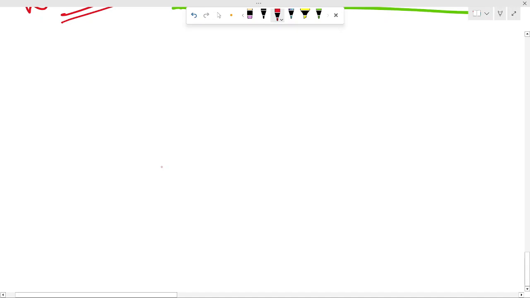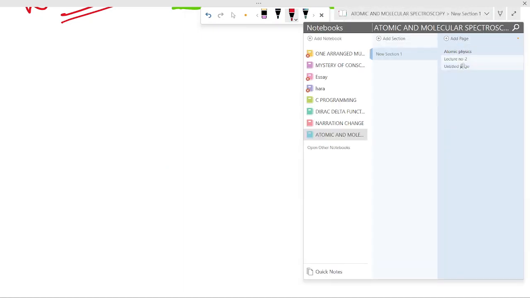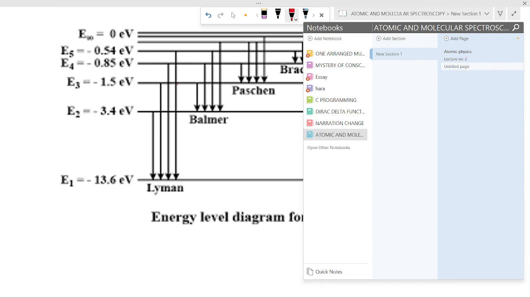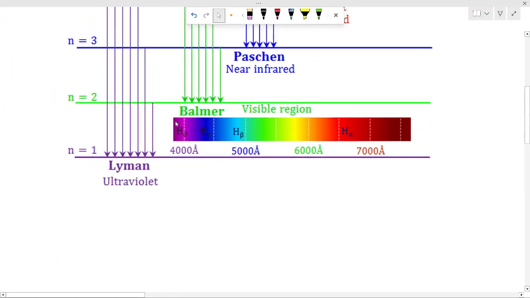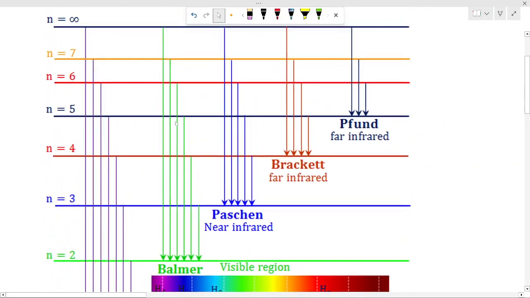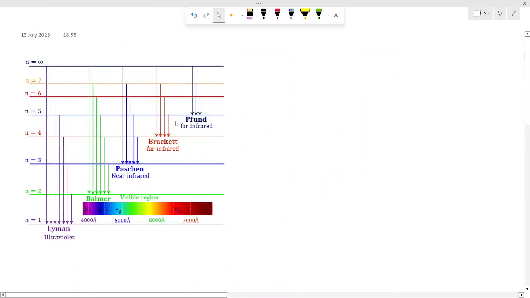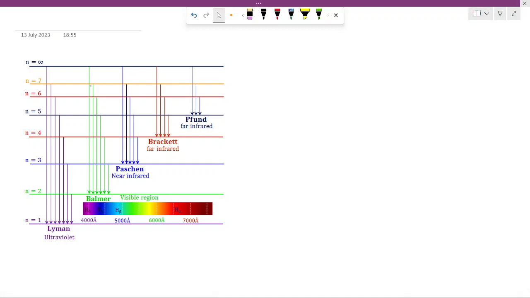Let's see the different spectral line series. I have an image attached. Let me show that for you. Yes, this one is the image. You can see from here there are different series: Lyman, Balmer, Paschen, Brackett, and Pfund. These are the different series.